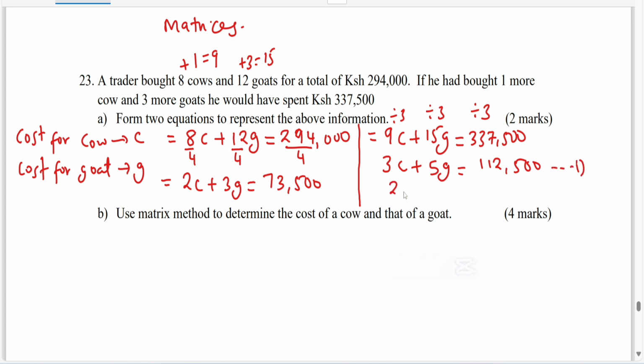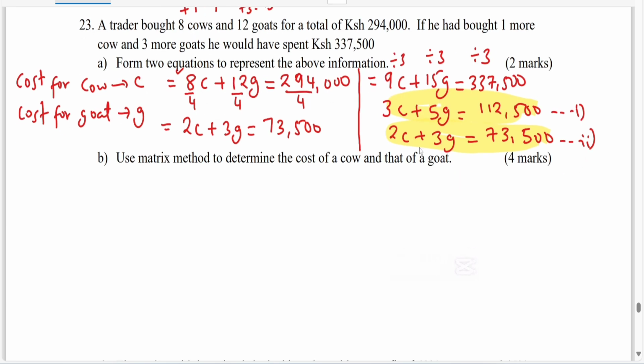And the second equation being 2C plus 3G is equivalent to 73,500. Hakuna pahali kwenye swali umeambiwa simplified equation. So ukitaka waweza achia hapo kwa 8C plus 12G na 9C plus 15G. But if you want to simplify further so that you can get simpler answers, then it's better for you to do this way. So hii ni answer. Wacha ni highlight. Okay. So ni easy. So those are your 2 equations. So let's continue with question B.